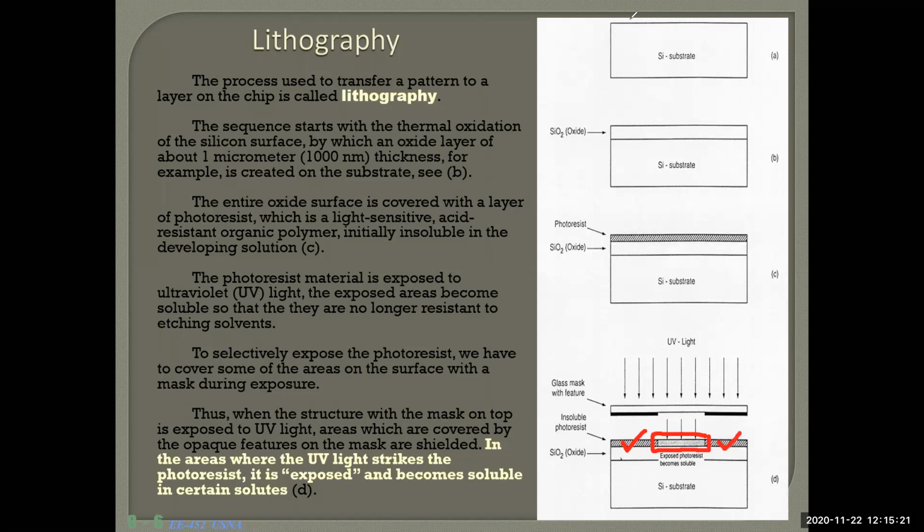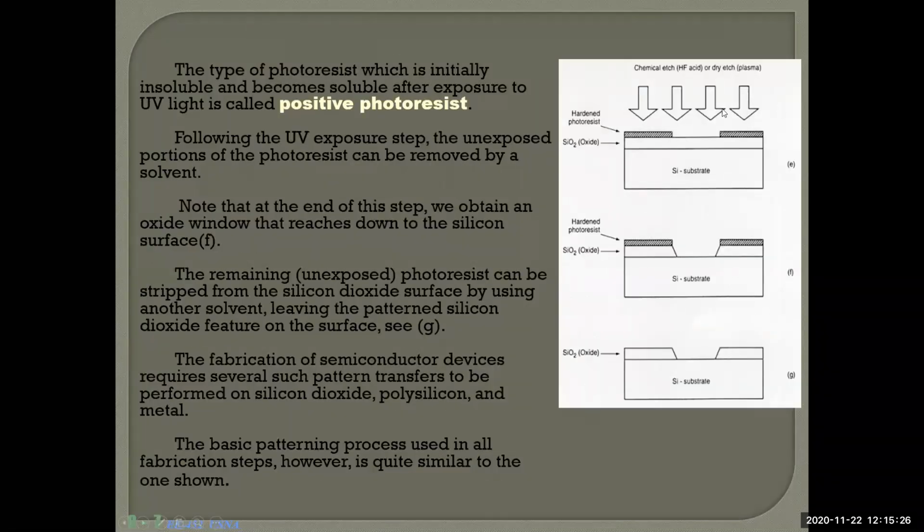So there the UV light will pass, and the UV light will damage only that part of the photoresist. That part is damaged. The others remain. Now what do you do after that? You remove the glass and give some chemical called hydrofluoric acid, HF acid. What will happen? The silicon dioxide will be gone.